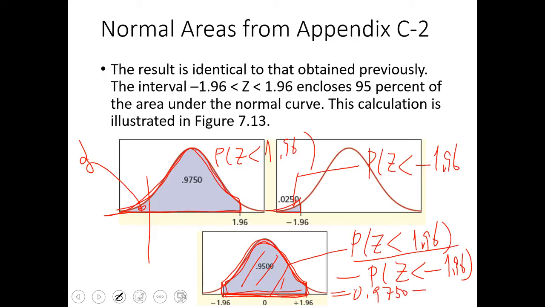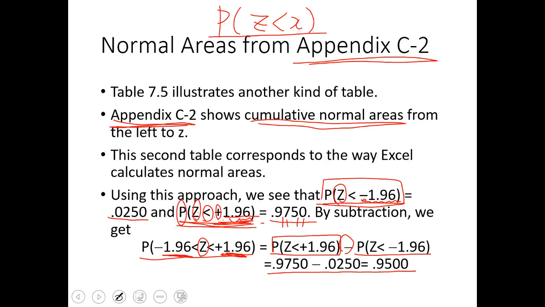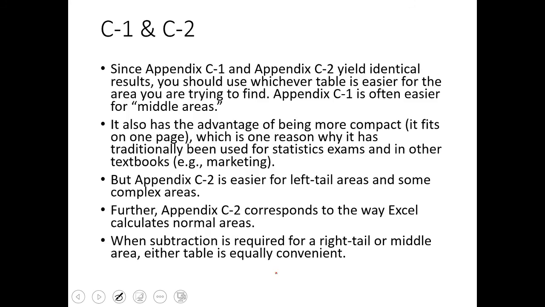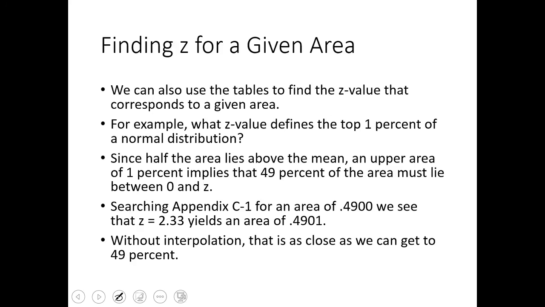So finally this is 0.9750 minus 0.0250, and it becomes 0.9500, as we discussed on the previous page. So we obtained the 95%. Okay, and appendix C1 and appendix C2 are both very useful, and you had better know how to use C1 and C2.